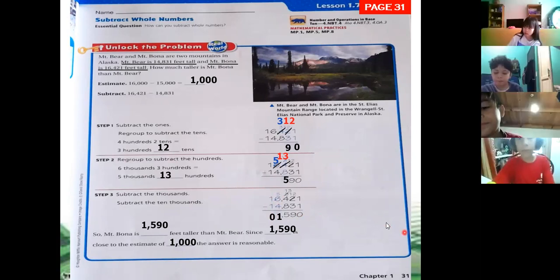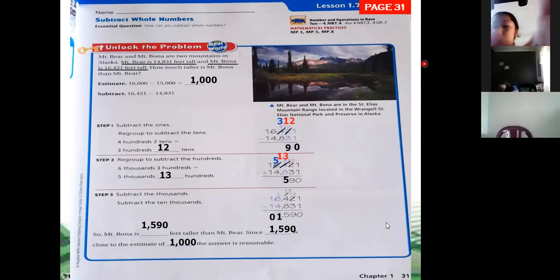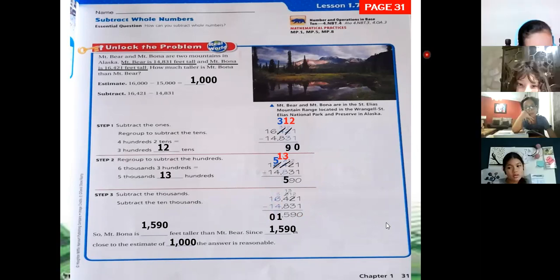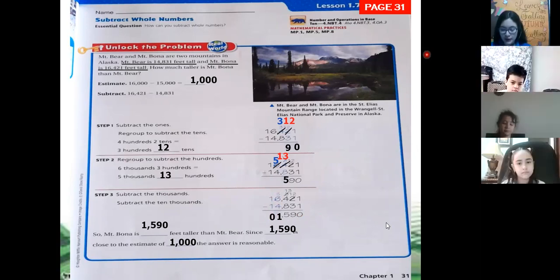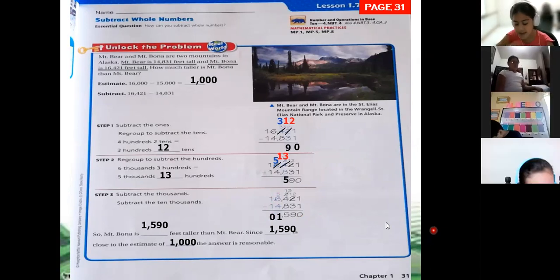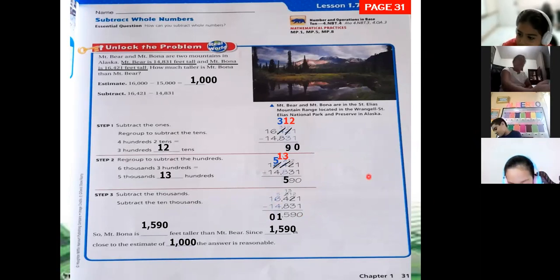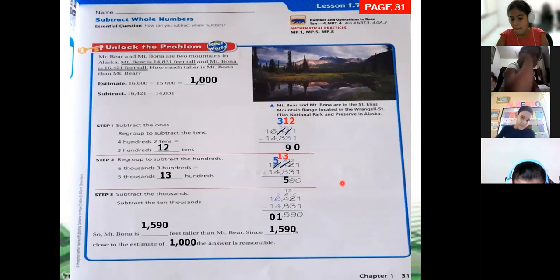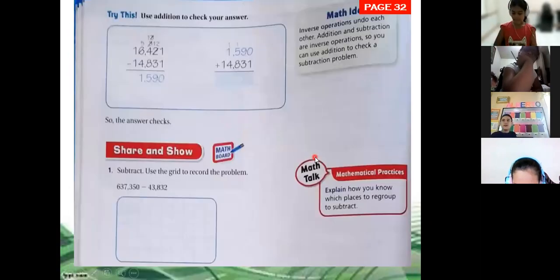Questions about this problem, class? No? Okay, let's go to page 32. Tell me, Rebecca. In addition, all the exercise is the same, but now we're subtracting. Yes, it's the same as the addition. In this case, we are subtracting. We are not adding, we're subtracting, but it's the same. We need to follow the same steps. Okay, let's go to page number 32.